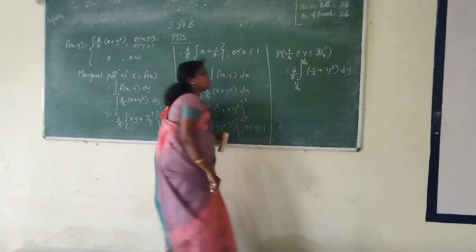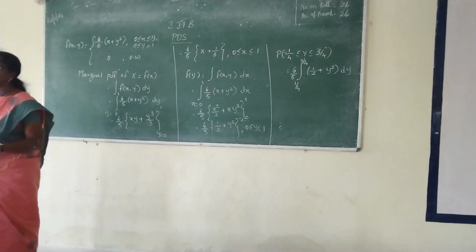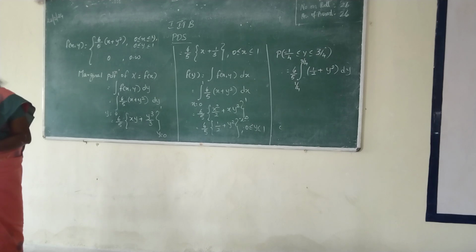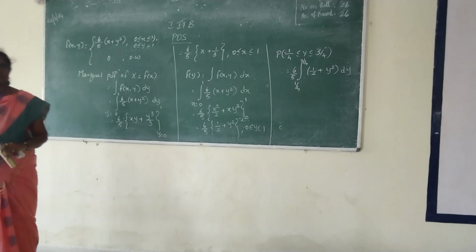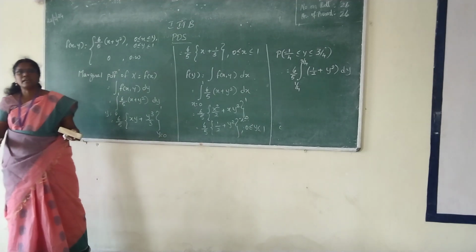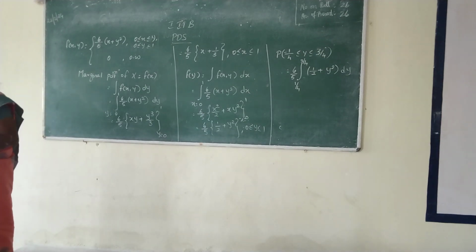What will you do in this case? Minus 1 by 4 less than or equal to y, less than or equal to 3 by 4. Minus 1 by 4 to 0, or 0 to 3 by 4, or others? Who is saying the answer? I can hear only the words. 0 to 3 by 4. Which one is right? 0 to 3 by 4.